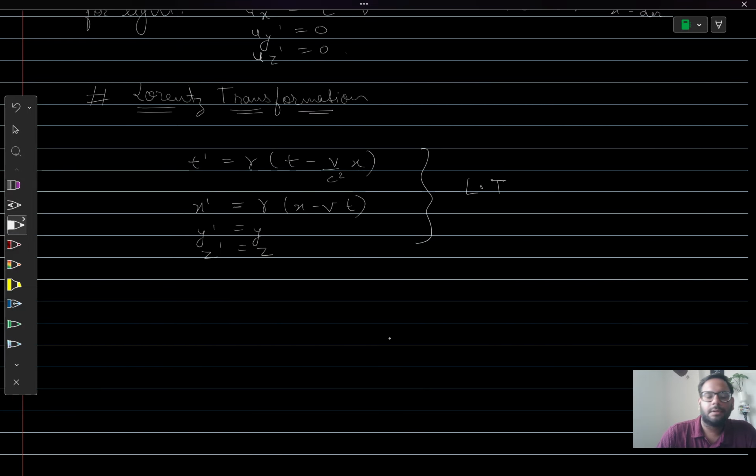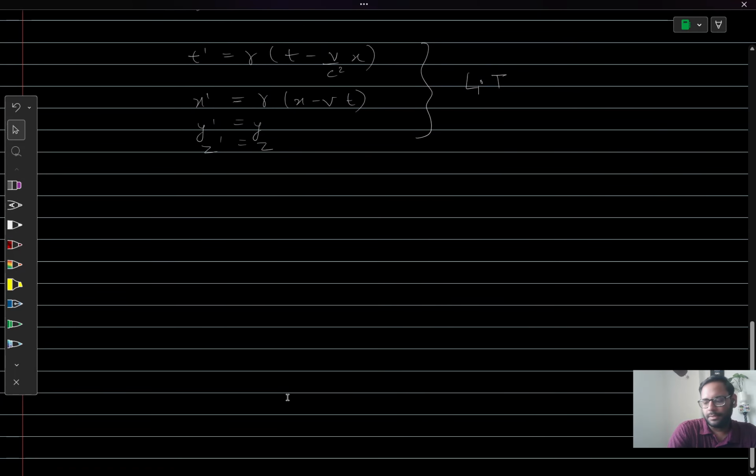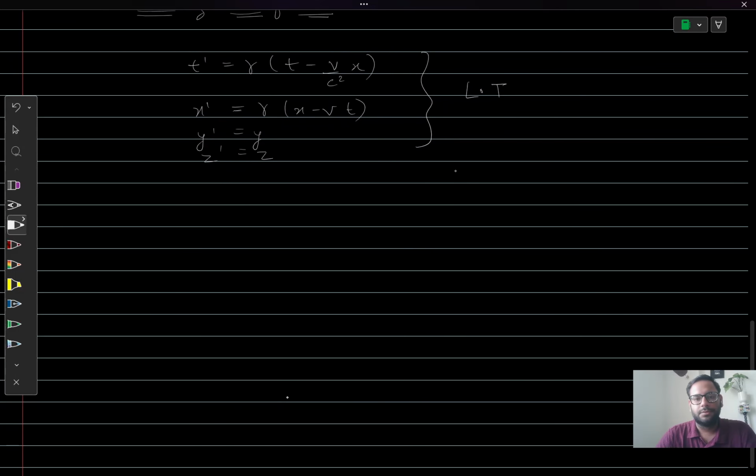And if you have done the last question of my last class, that was to find the inverse Lorentz transformation. It will be given simply by changing the sign of v, or say this will look like this.